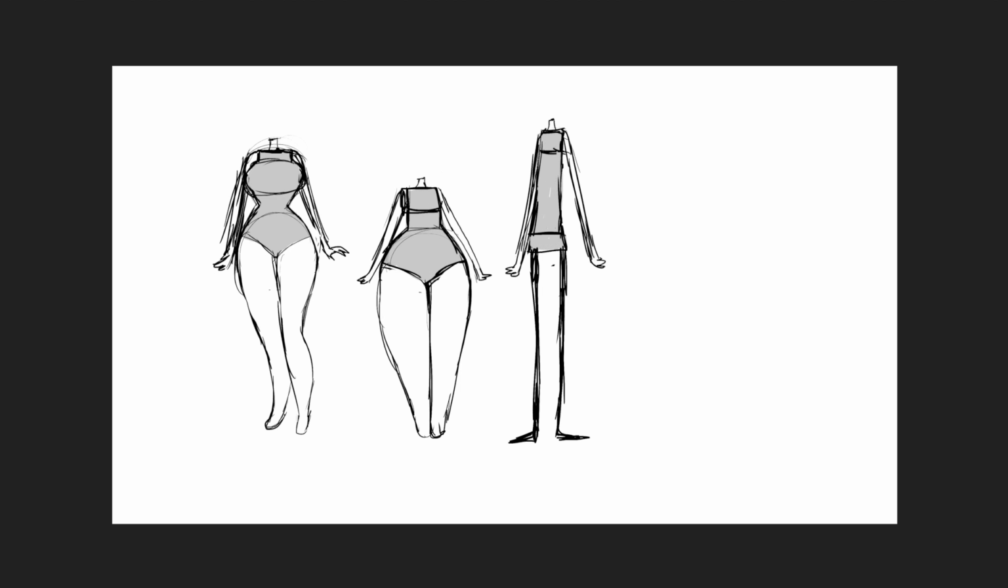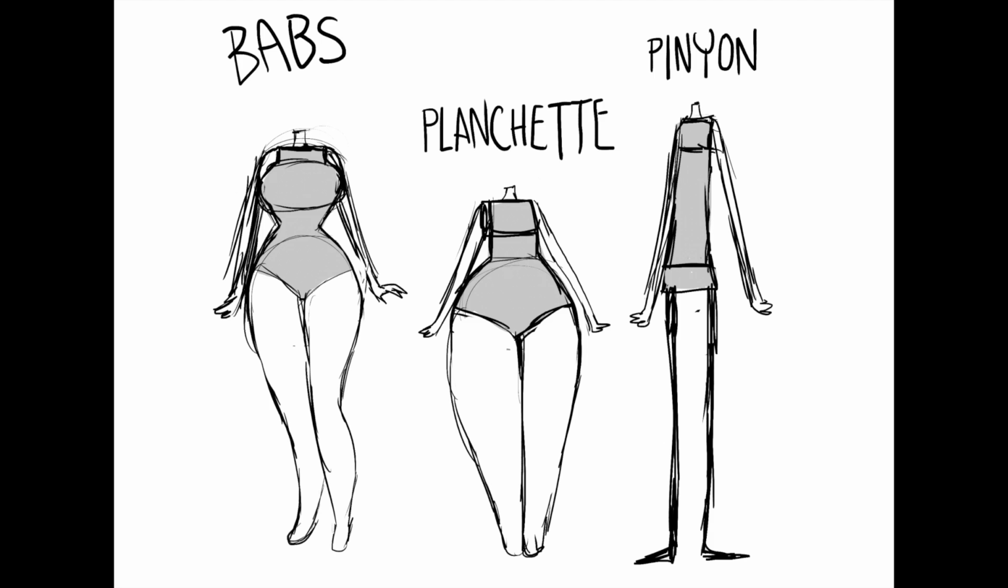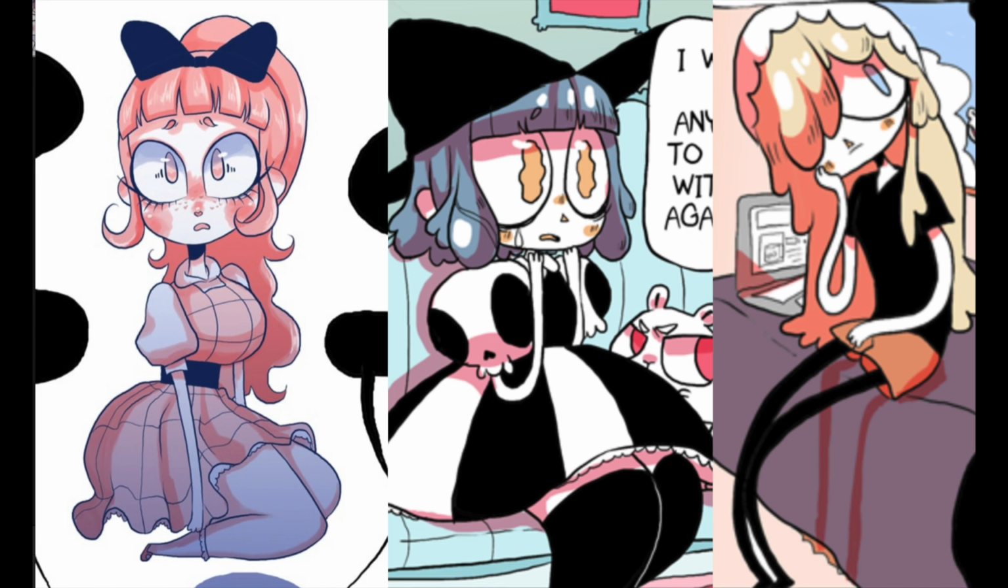And this is what I try to do mostly with my comics, so I'm obviously a little biased, but I try to make sure that every character has a really unique sort of structure to themselves. So for example, Babs is sort of an hourglass shape, Pinion is sort of long, lanky, and thin, and then Planchette is a pear shape where she's got most of her weight in her hips.